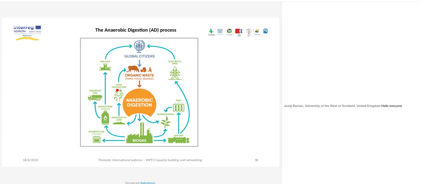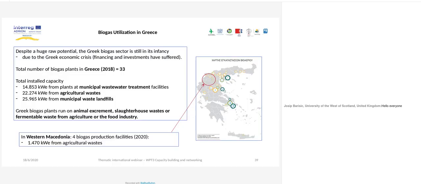produce electricity and heat, or it is upgraded further on as biomethane and injected into the gas grid. As a byproduct, we have the digestate, which is further utilized as a fertilizer for the crop production. So you see here, we have a very good cycle, which is closed.